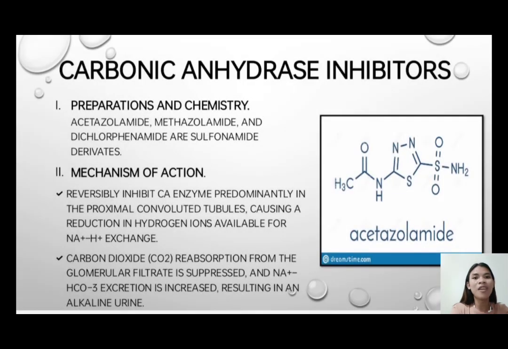As for the mechanism of action, they reversibly inhibit the carbonic anhydrase enzyme, predominantly in the proximal convoluted tubules, causing a reduction in hydrogen ions available for the sodium and hydrogen exchange pump, or the sodium-hydrogen antiporter. The carbon dioxide reabsorption from the glomerular filtrate is suppressed and the sodium bicarbonate excretion is increased, resulting in alkaline urine.